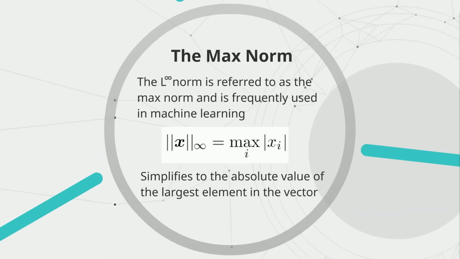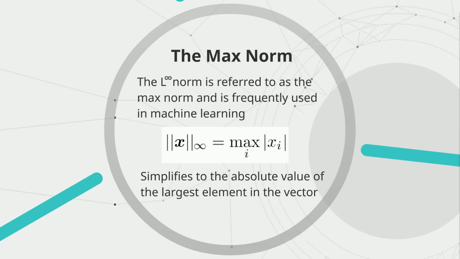We're not done. We can use the max norm, which is where we actually take p to infinity. The L to the infinity norm is referred to as the max norm and is frequently used in machine learning. In this case, it simplifies to the absolute value of the largest element in the vector. We denote that in this formula by simply the max over i of the absolute value of x_i, which is equal to our max norm. You'll see this from time to time. Although p going to infinity seems complex, it actually simplifies down to simply the absolute value of the maximum element in that particular array.